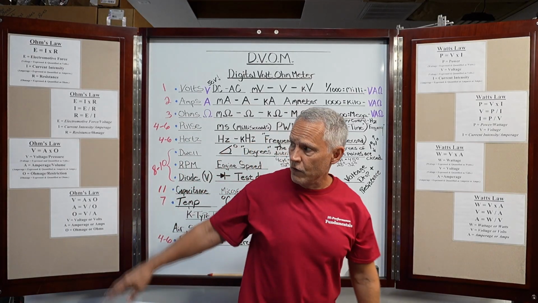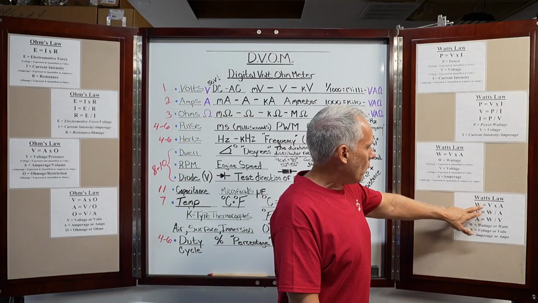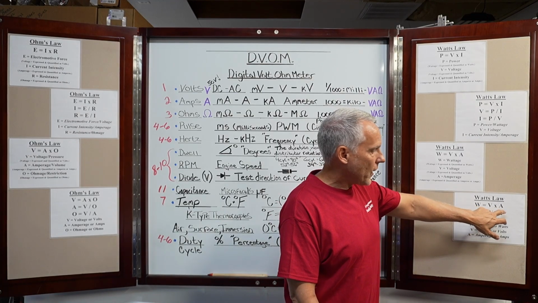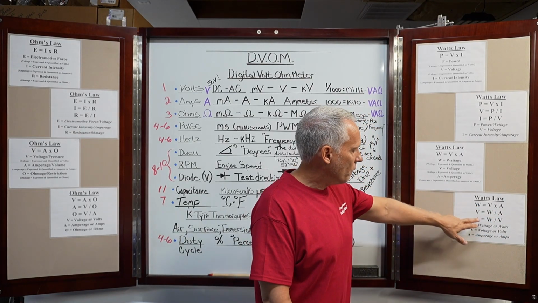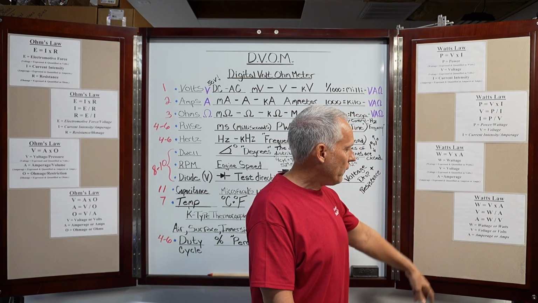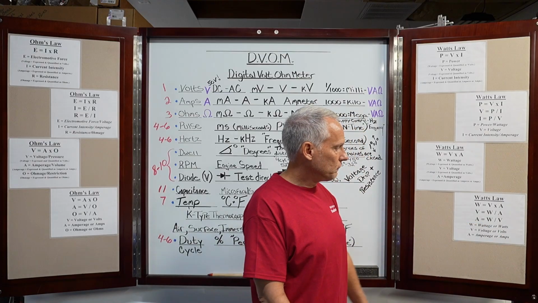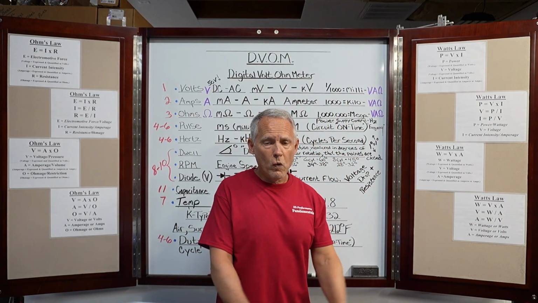So once again, just like over here, it's very simple multiplication and division, not very difficult at all. Wattage will equal voltage times amperage. If you want to find voltage, it will equal wattage divided by amperage. If you want to find amperage, then you take wattage divided by voltage. Okay, so those are your equations, right?